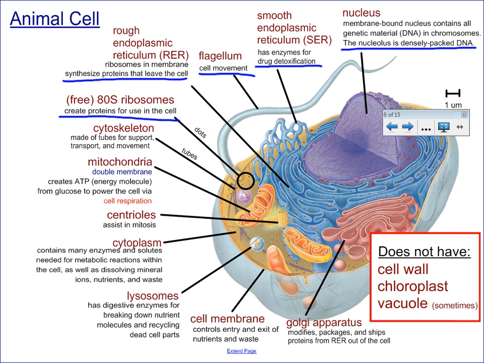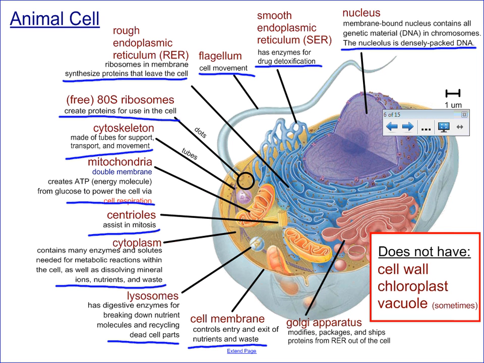They have the cytoskeleton, which is made of different tubes that support and change the shape of the cell. Mitochondria produce ATP in cell respiration. Centrioles will assist in mitosis. The cytoplasm, once again, is a liquid that contains enzymes for metabolic reactions. Lysosomes contain enzymes like lysozymes, which help to recycle old cell parts. The cell membrane controls what enters and exits the cell.